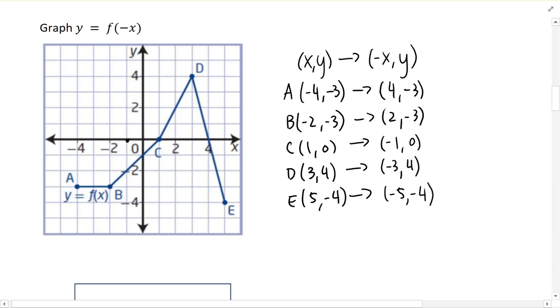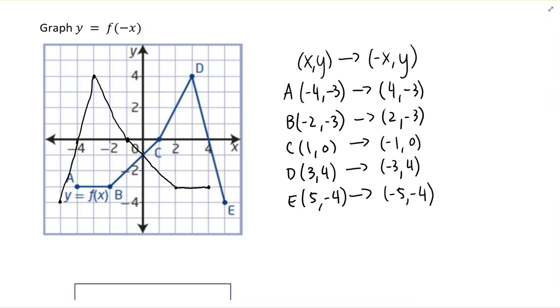So again, when we plot these points onto the graph, it will look like so. The first point is now on the right side. Here, negative 1, negative 3, 4, and negative 5, negative 4. So connect these dots together, and you have this graph.